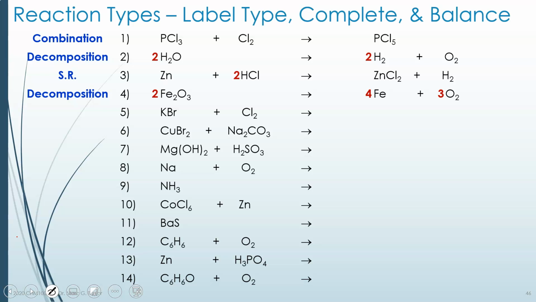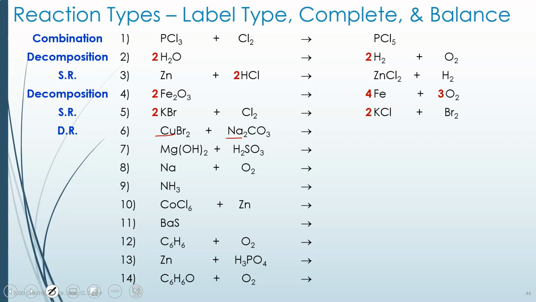For example, I'll skip along here. Let's look at number 6. We have copper bromide, copper 2 bromide, forming sodium carbonate. That's a compound and a compound. That tells us it's probably a double replacement. The copper and the sodium swap places.